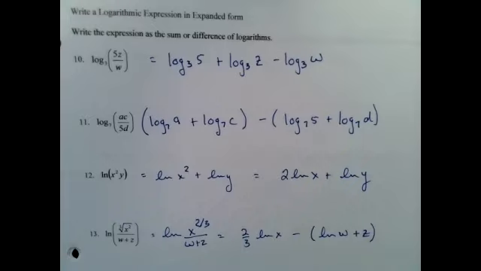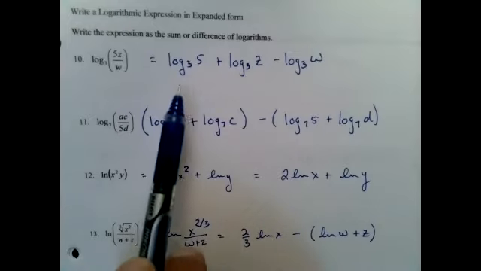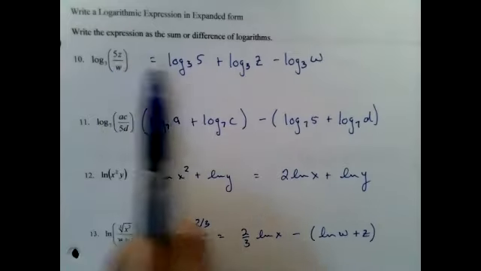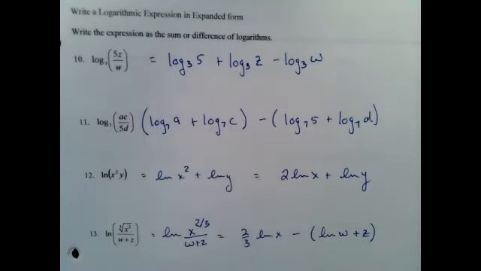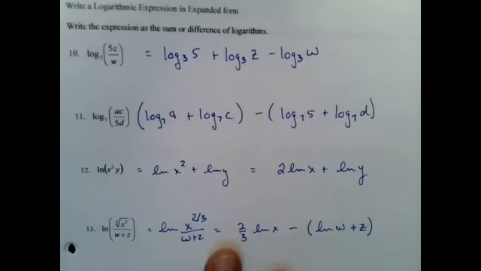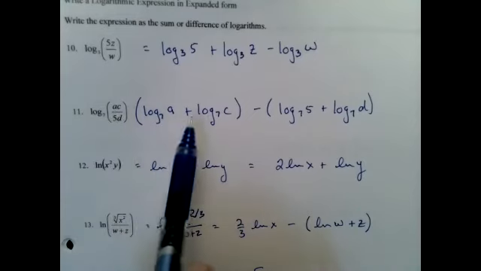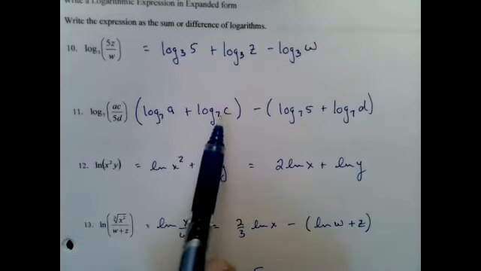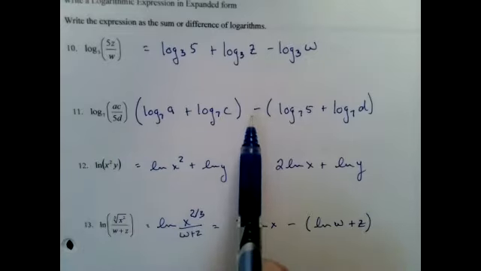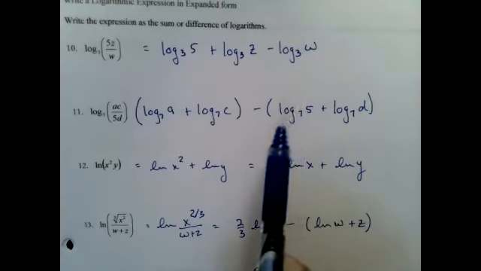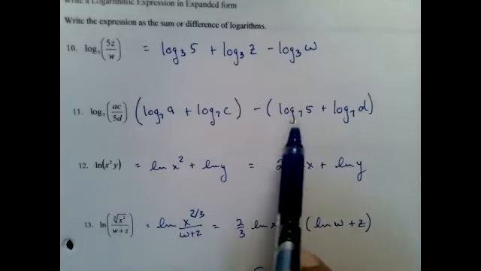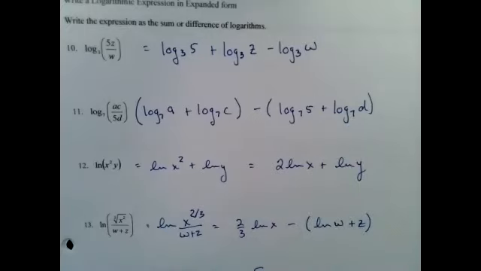And, anyhow. The first one, log base 3 of 5 plus log base 3 of z minus log base 3 of w. Not sure how many you got to do. Next one, I have 2 in the numerator. Log base 7 of a plus log base 7 of c. I have 2 in the denominator, so I did minus, put these guys in parentheses because they are actual product, log base 7 of 5 plus log base 7 of d. Any questions on the first 2?